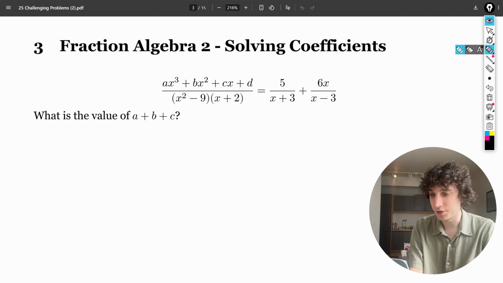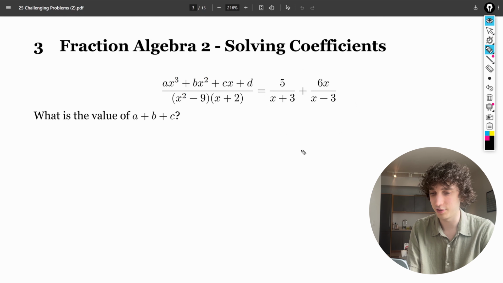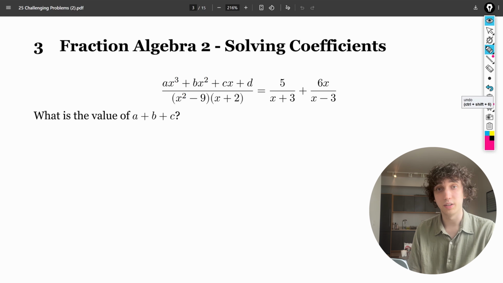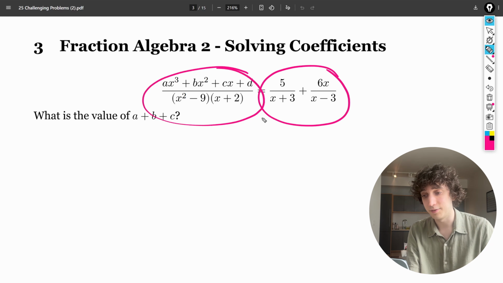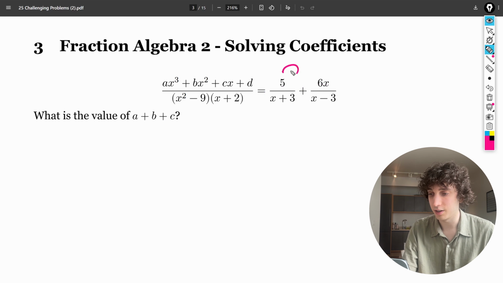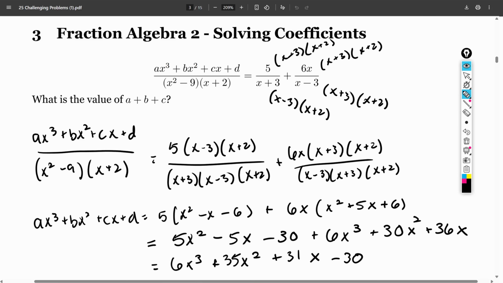We have a problem where we're solving for coefficients, where we have this expression equal to this expression, and we're trying to find the value of a plus b plus c. This is a setup that the SAT really likes, and their goal is that you have to algebraically rewrite the right-hand side to be in the same form as the left-hand side. So specifically, we're trying to get a common denominator, and then we're going to distribute these, and then we're going to combine like terms. And this is what it looks like if you were trying to do that.